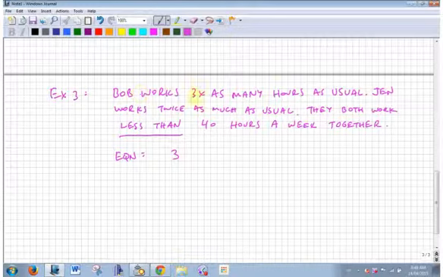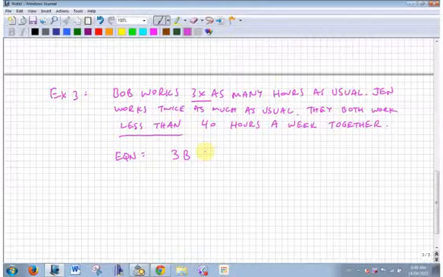So whatever Bob works, I'm going to let that be B for B hours. But at this particular time, it's 3 times as much, right? Does that kind of make sense? If he works normally 10 hours, then now it's going to be, well, you know what 3 times 10 is? 30. So if B was 10, this also says 30, doesn't it? 3 times 10, okay?